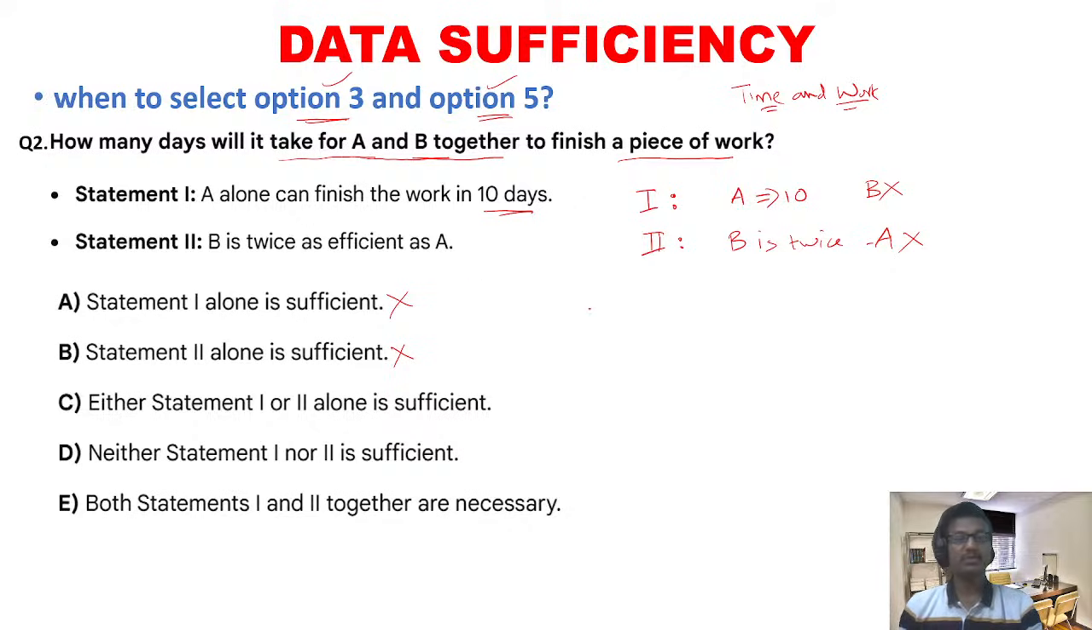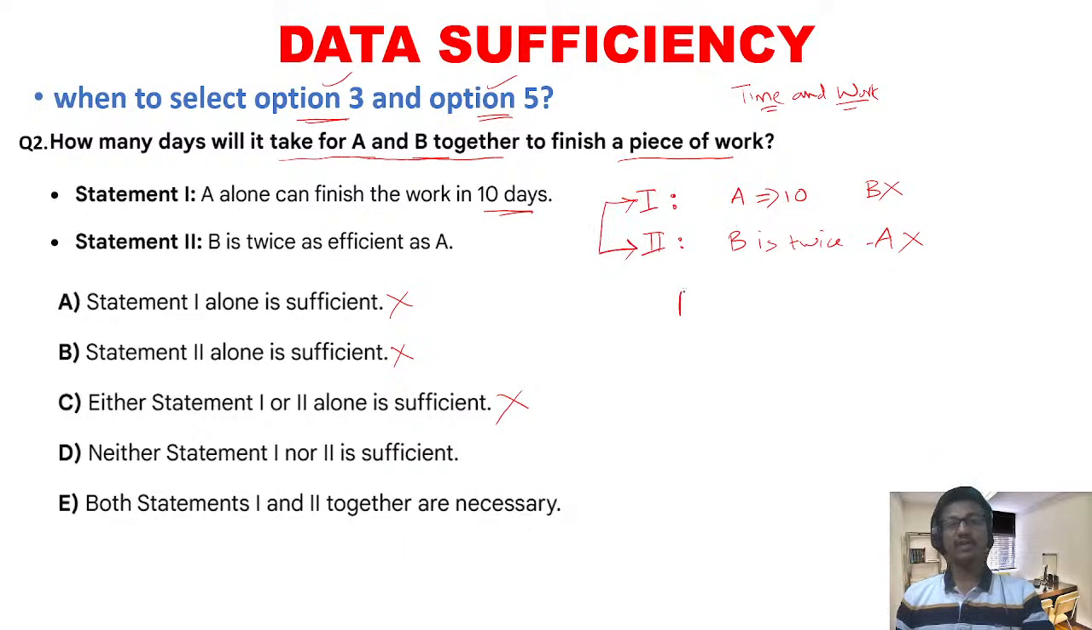Okay, right? So now let us look at whether either statement 1 or statement 2 alone is sufficient. No, this is also not the correct answer here. Now let us look at whether these two statements combined provide an answer or not.